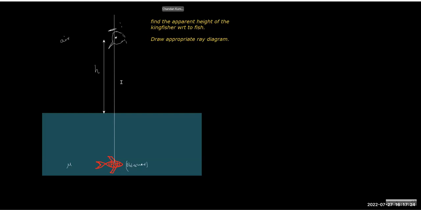Yeah, sir. The bird will appear below the position. So how have you taken the light ray? So the first ray from the bird to the fish without any bending. Okay, fine. So this will just go like this. So this is the light. The bird and fish distance. And the other I will take at some angle, like this. Yeah, sir.